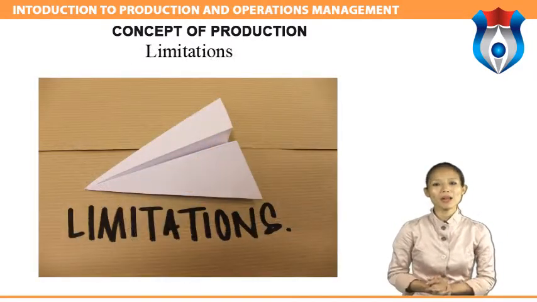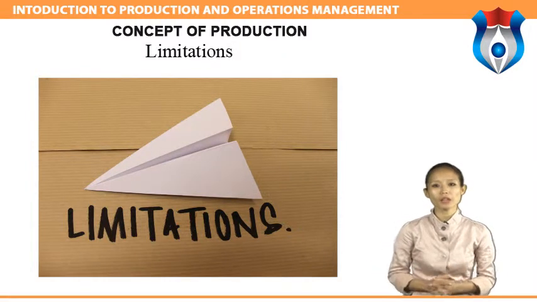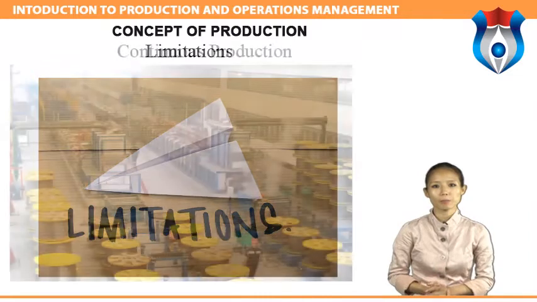The limitations of mass production are: breakdown of one machine will stop an entire production line, line layout needs major change with the changes in the product design, high investment in production facilities.